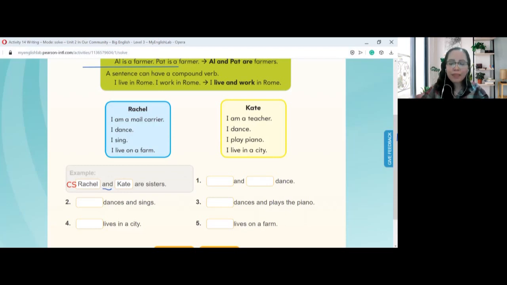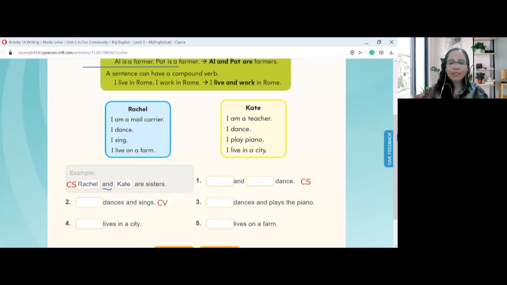Yeah. Number one, can you do it? Which kind of compound here? Compound subject or compound verb? Blank and blank dance. So it needs two subjects, yeah? Okay, compound subject. How about number two? Blank dances and sings. So it needs only one subject, but there are two verbs. So this will be compound verb, yeah? Okay.